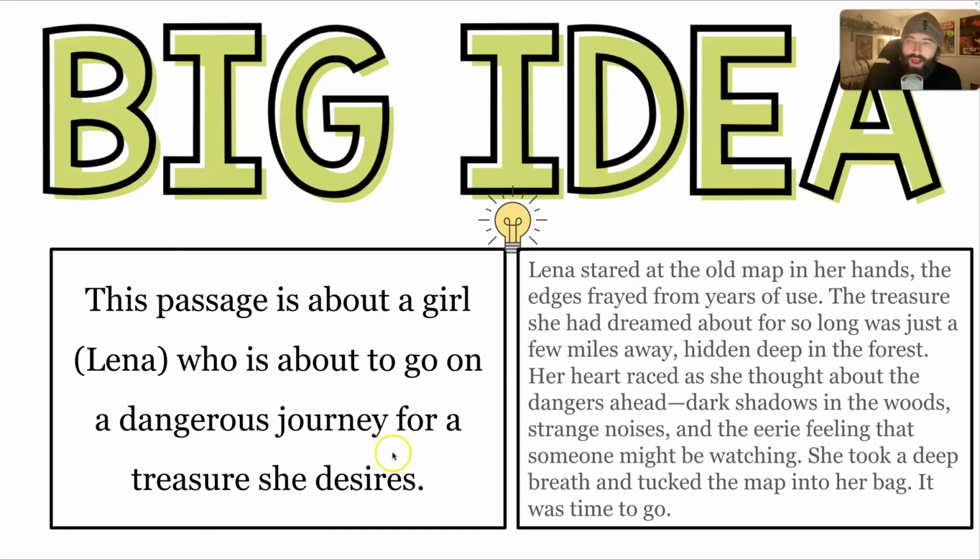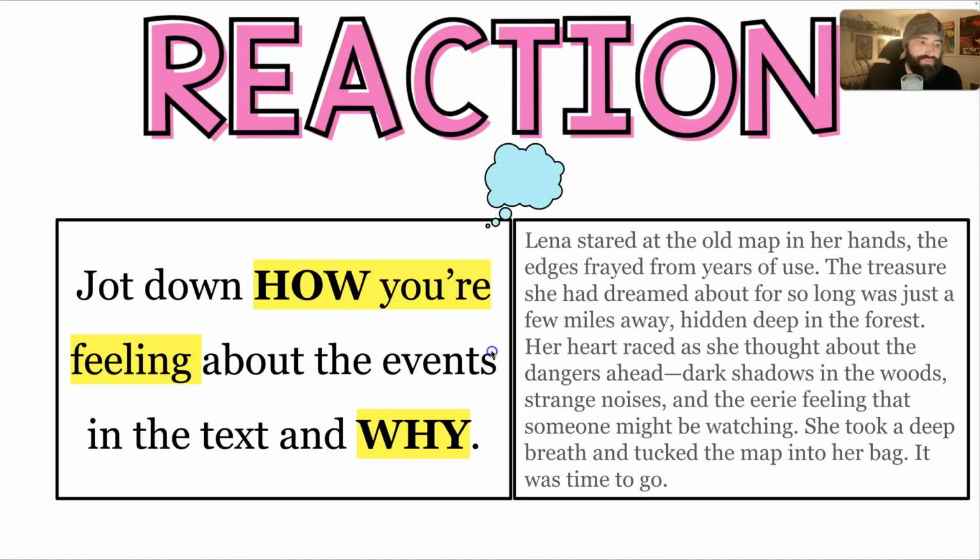So for this, I did the whole passage. This passage is about a girl, it's just because it's one paragraph, Lena, who is about to go on a dangerous journey for a treasure she desires. That's your big idea of this whole paragraph. Next, reaction. Now, a reaction is how you are feeling about the events in the text and why.